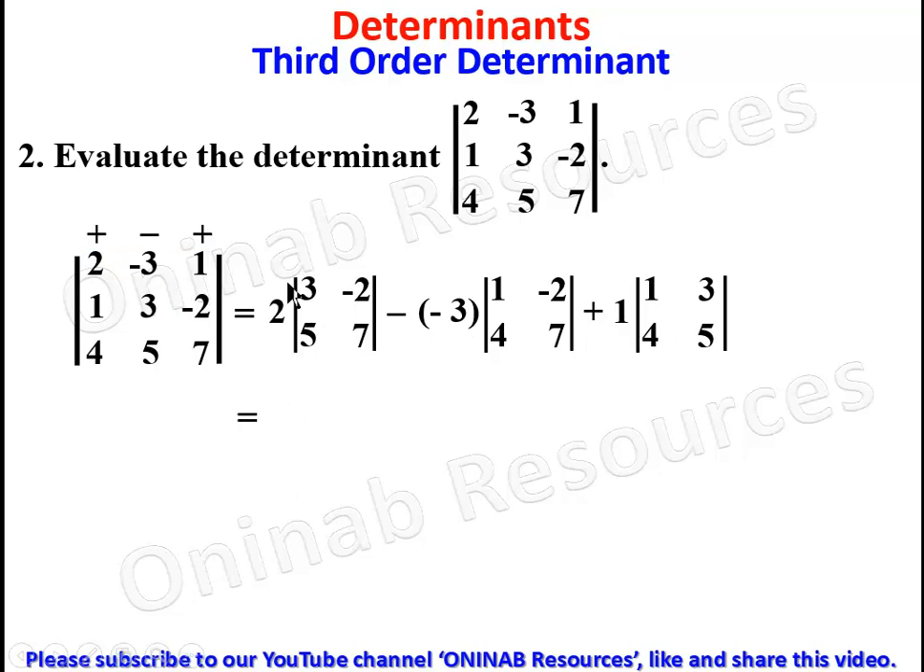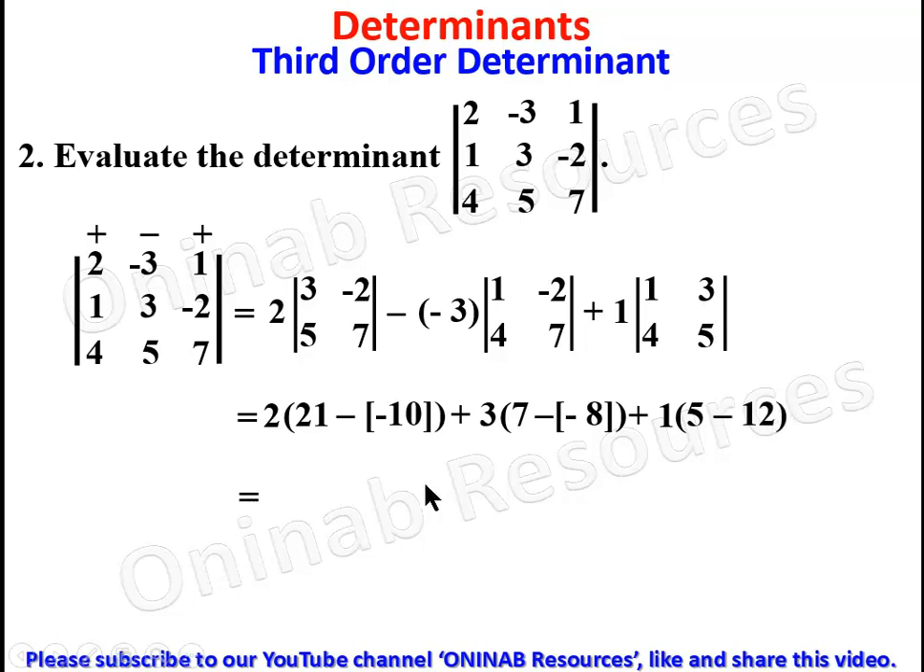This is 2 here. 3 times 7 gives 21. 5 times negative 2 gives negative 10. That's minus negative 10. Then minus gives positive 3. 1 times 7 gives 7. 4 times negative 2 gives negative 8. So minus negative 8. And here we have plus 1. 1 times 5 gives 5. 4 times 3 gives 12. So we have minus 12.